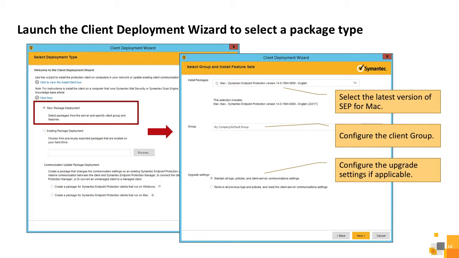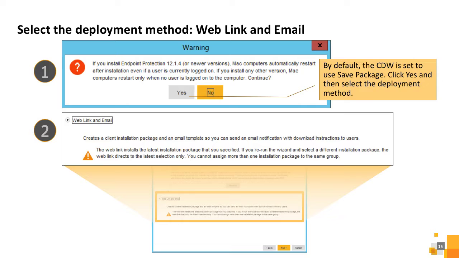Log on to the SEPM console and launch the Client Deployment Wizard by navigating to Clients, Tasks, Install a Client. Select New Package Deployment and click Next. Select Package Configuration Options to meet deployment requirements. After closing the warning dialog, choose Web Link and Email.